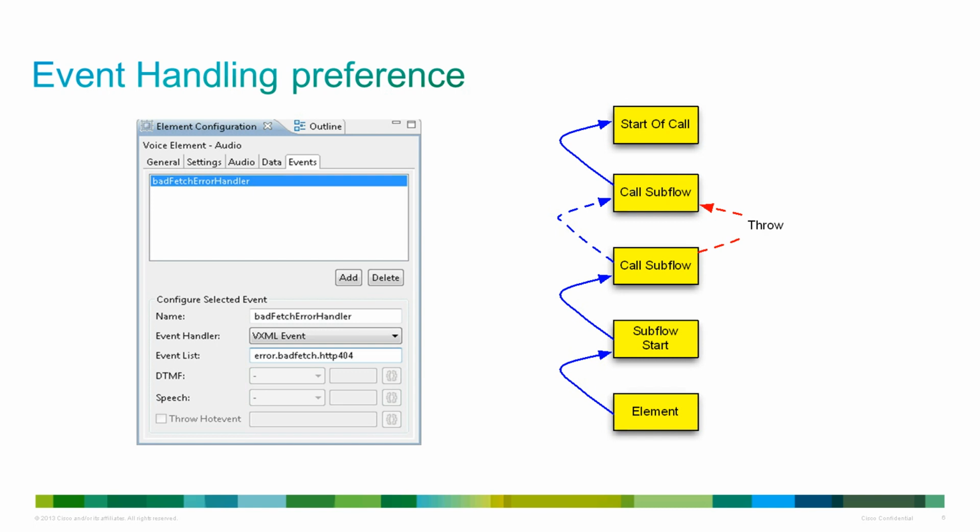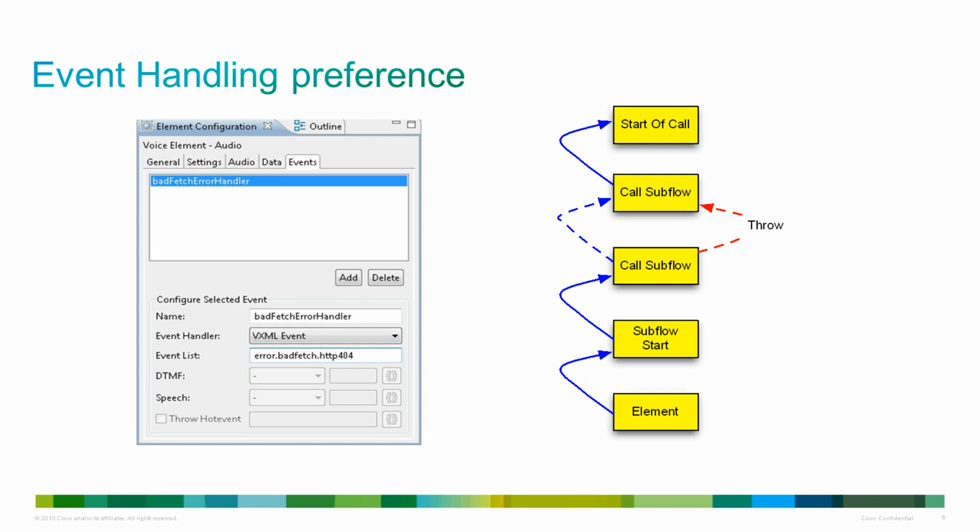Then the event handling preference. Suppose we have an application with a subflow. If an event occurs in an element within the subflow, we can either handle it there or we can propagate it back. Either we can handle the events at the element level, or we can propagate it back to the subflow start level. If there is any handler specified in the subflow start, it will be handled there.